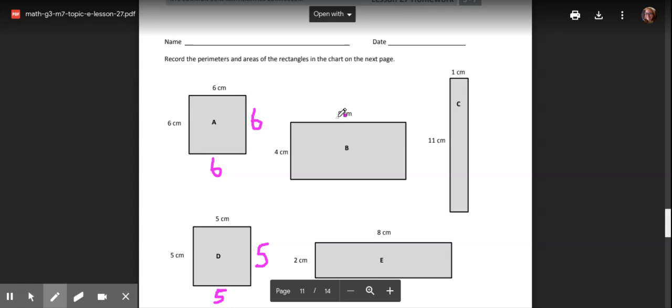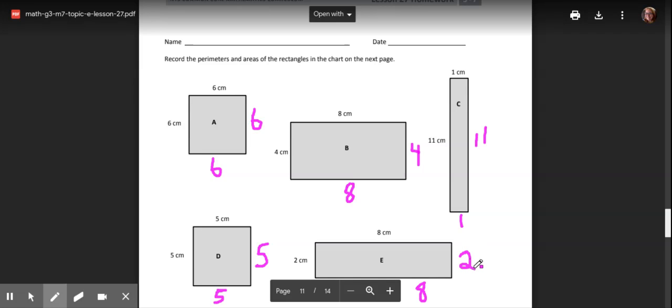We know in rectangles that the opposite sides are the same length. So if this is 8, then this is 8. And if that's 4, then this is 4. And if this is 1, then that's 1. And if that side's 11, that's 11. And if this is 8, then this is 8. And if this side is 2, then this side is 2.